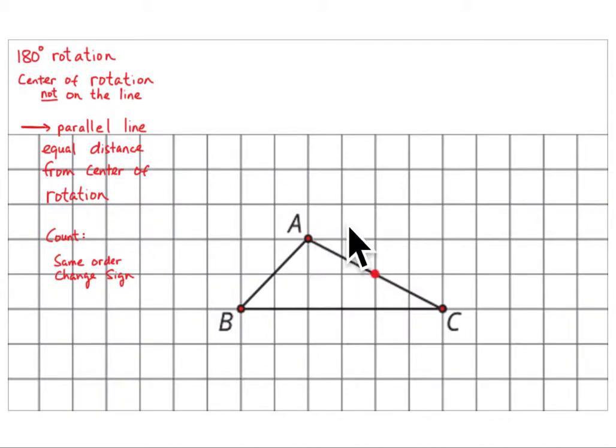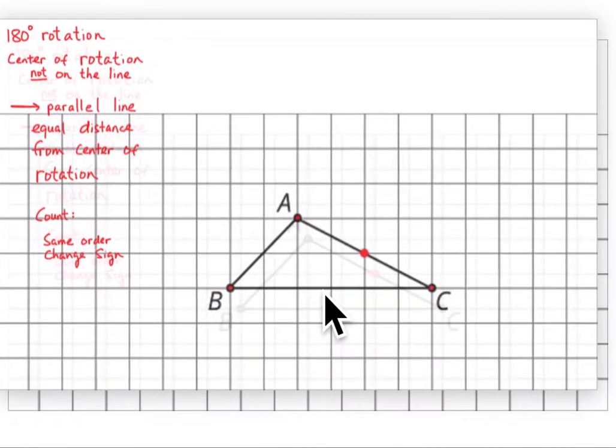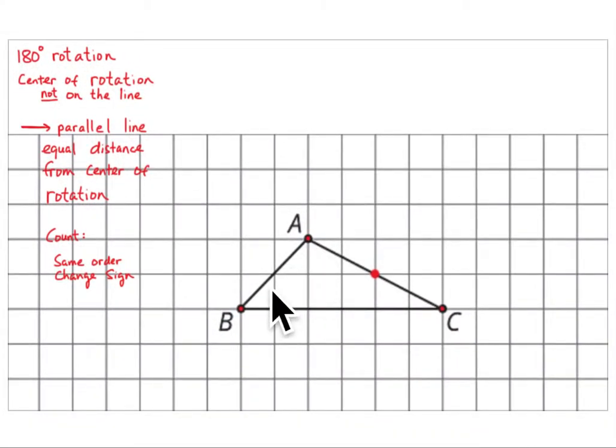A is going to rotate 180 degrees and end up where C is, and C is going to rotate 180 degrees and end up where A is. But if you remember from previous lessons, a line that's rotated around 180 degrees is going to end up on the other side, an equal distance on the other side and parallel to this line. So this line is going to rotate 180 degrees over here, and it's going to end up right here. It's going to be parallel to this line.